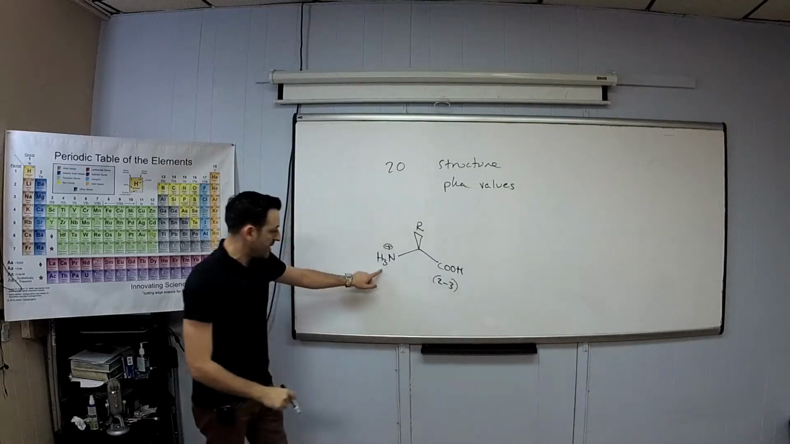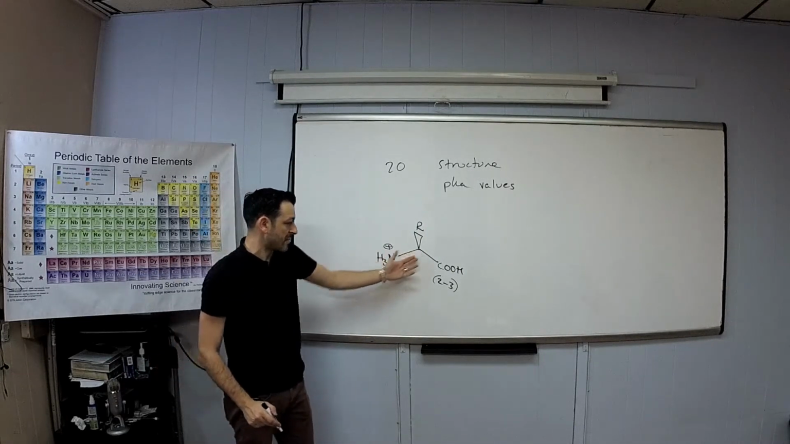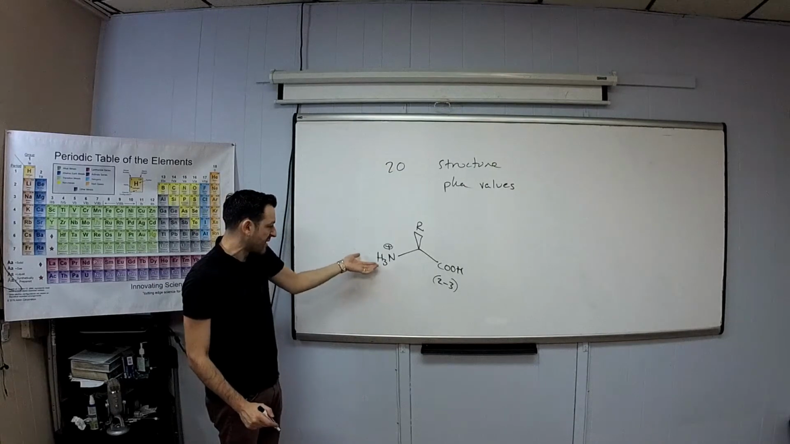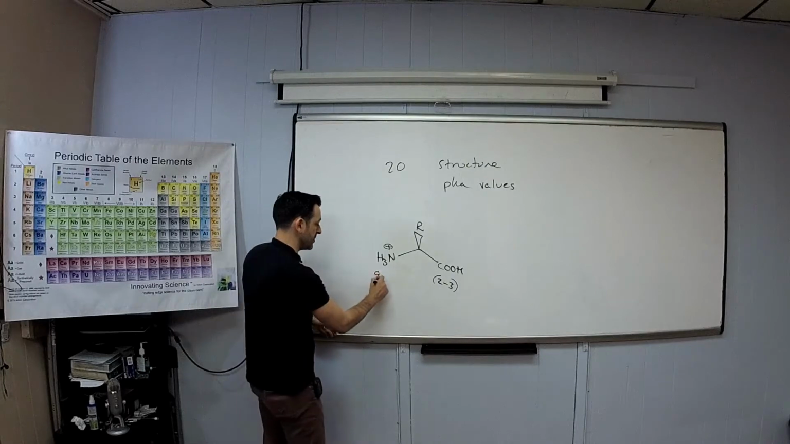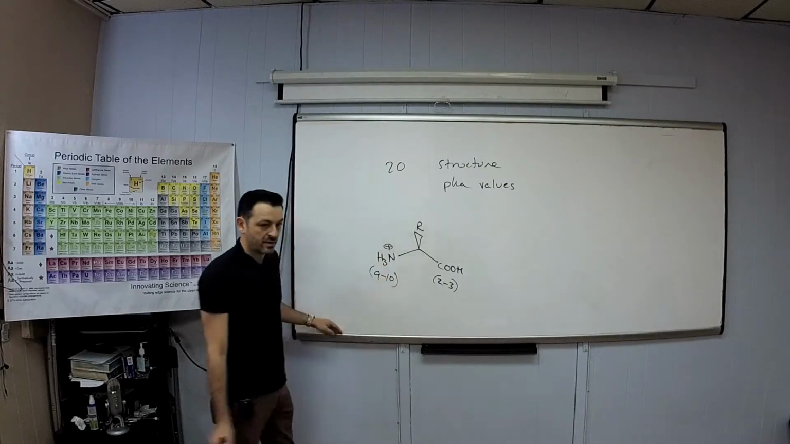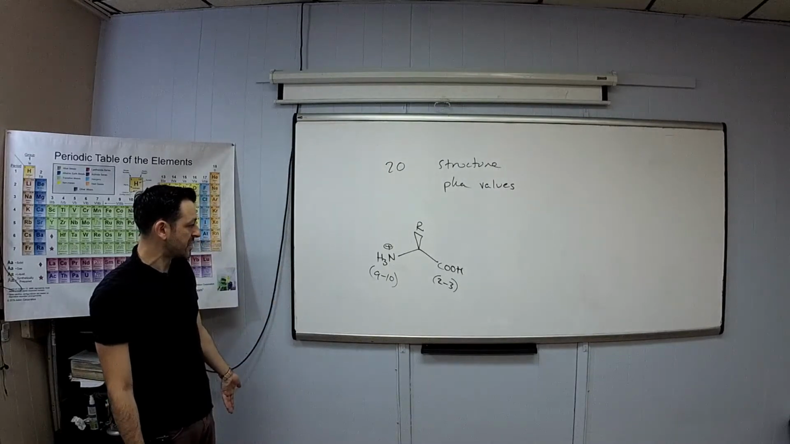Then on this side, you've got an alpha amine group. Now amines, this is a primary amine. An alpha amine should be something like 9 to 10. And it is. This is between 9 and 10. And you could look down the list of all of the amino acids.